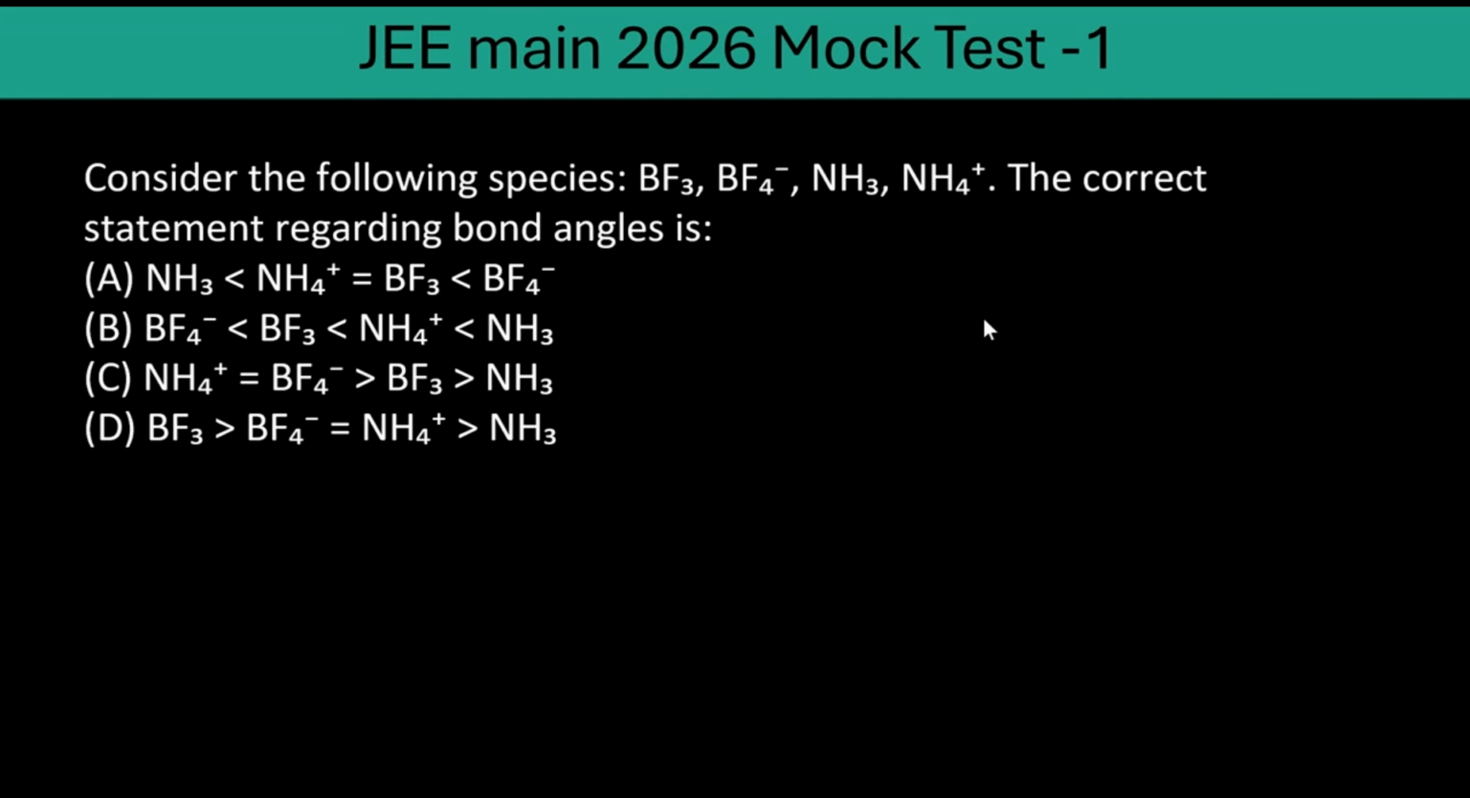Consider the following species: BF3, BF4 minus, NH3, NH4 plus. The correct statement regarding the bond angles. I already told you how to find the structure or hybridization geometry of the molecules given. So find that way. If you could find that, then BF3 will have a 120 degree angle. Why is it so? Because that is sp2 hybridized, trigonal planar.